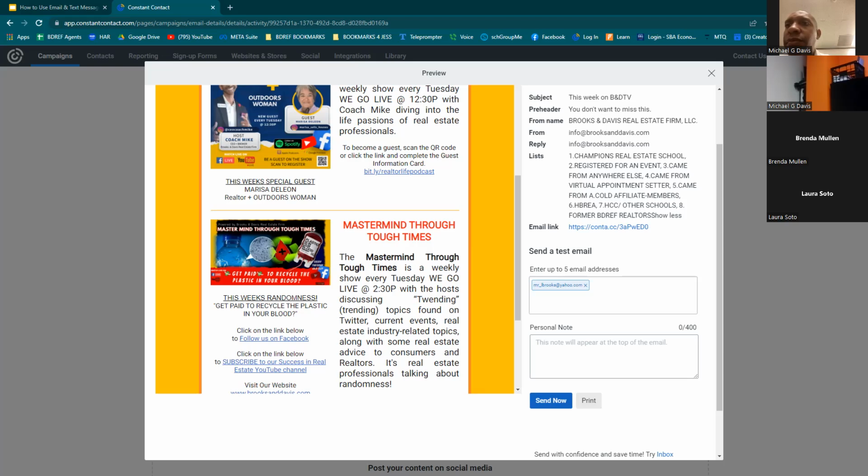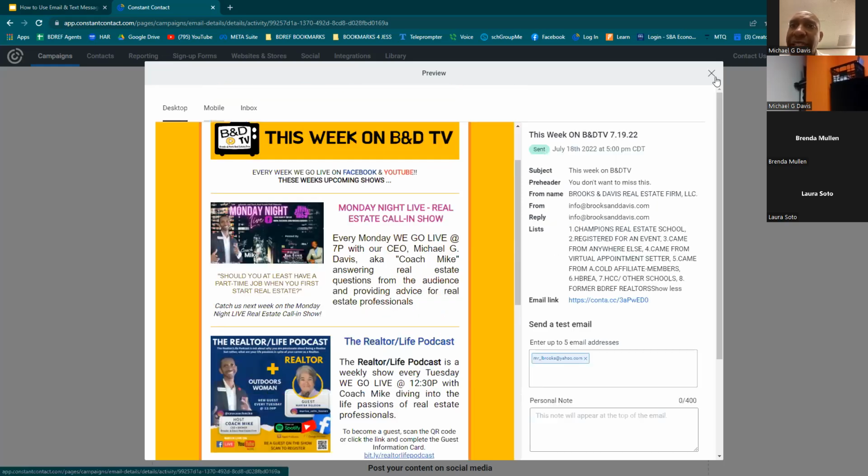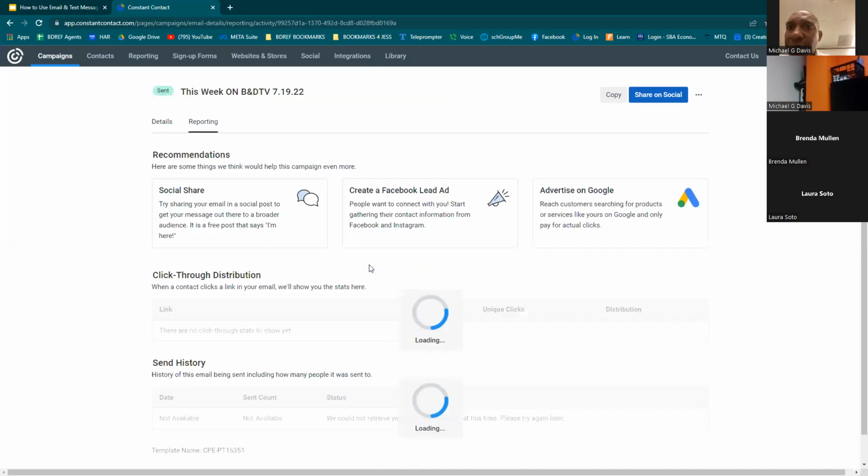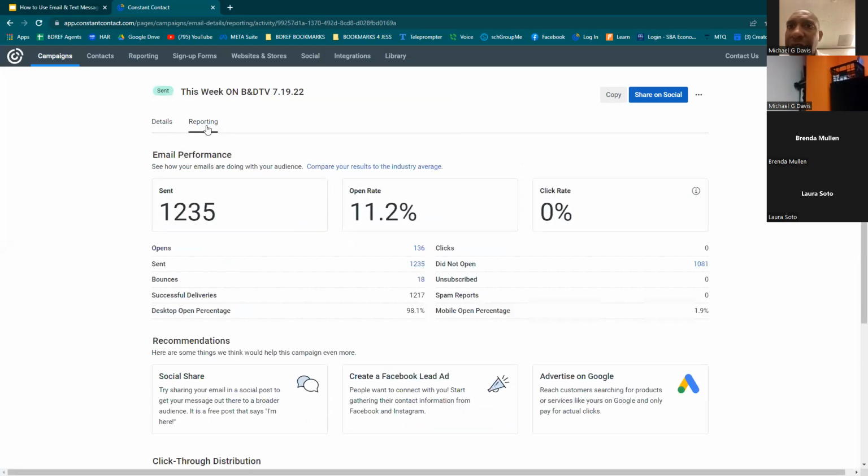Where do we find the analytics on a post that was sent out? You're talking about in Constant Contact, the software that we're showing right here? Yes. There it is right there. You just typed it in. Reporting. Yeah, so for every email campaign, it'll have that reporting tab.